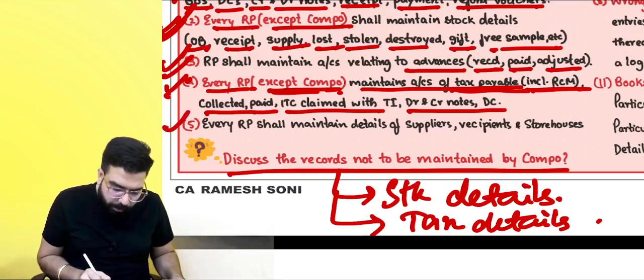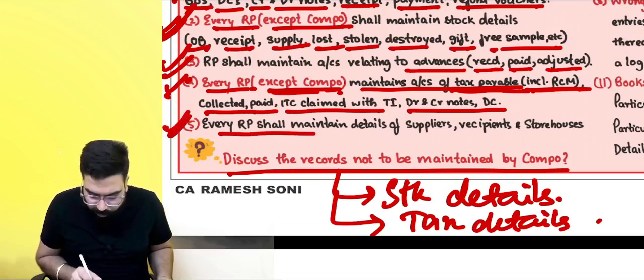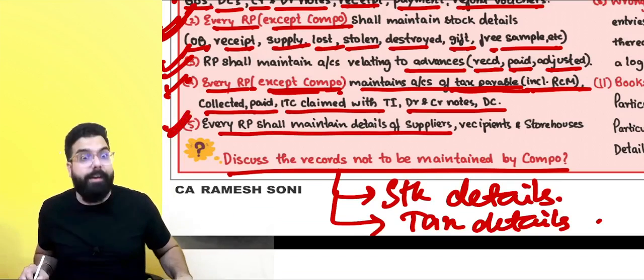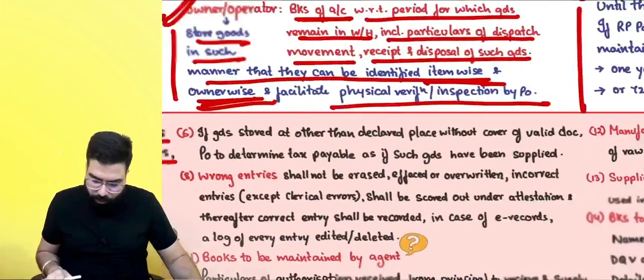The next is rule 56(5), which says if you are a registered person, you shall maintain details of your suppliers. Who are your recipients? Where are your godowns and storehouses? Okay, sir.